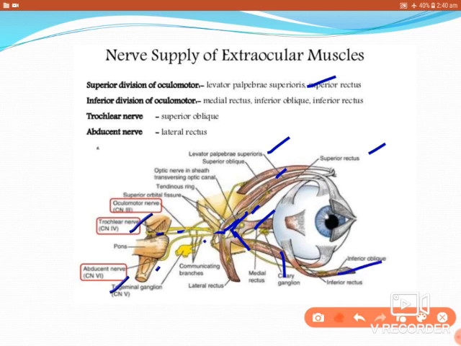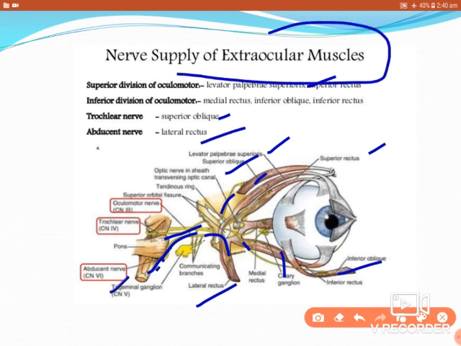Then this trochlear nerve, you can see, supplies the superior oblique. Then this is the abducent nerve, which supplies the lateral rectus. Okay. So that is the nerve supply of the voluntary muscles.